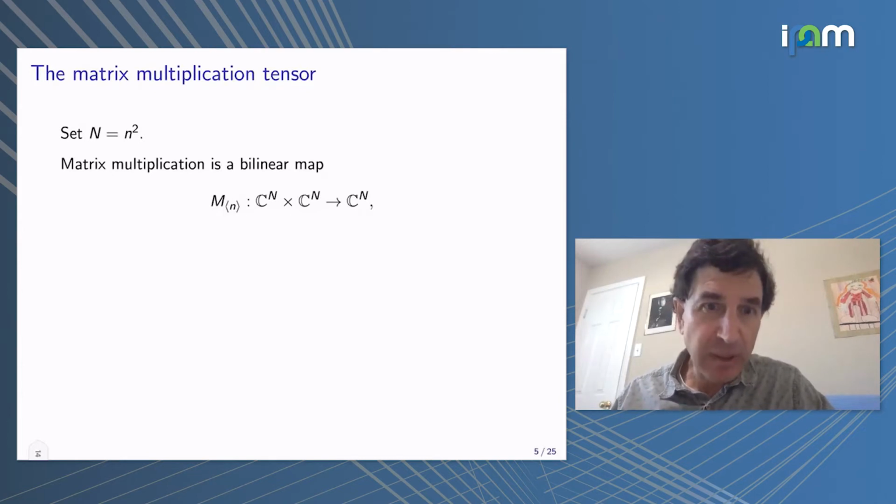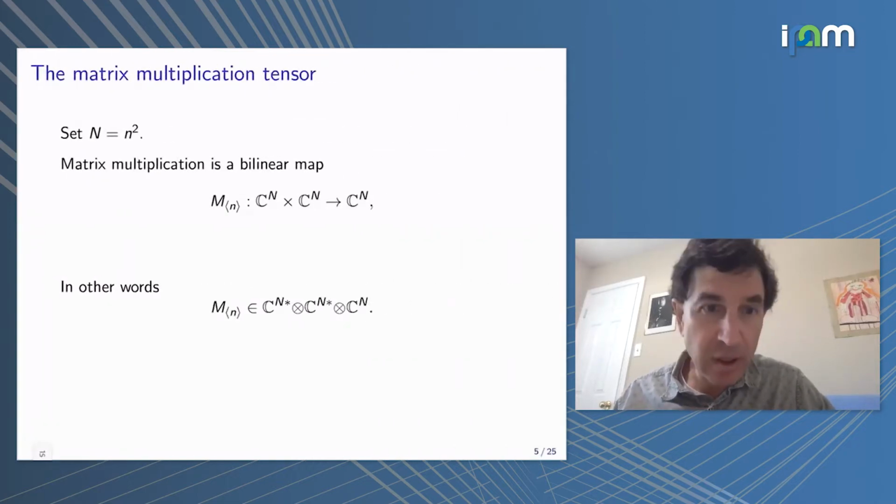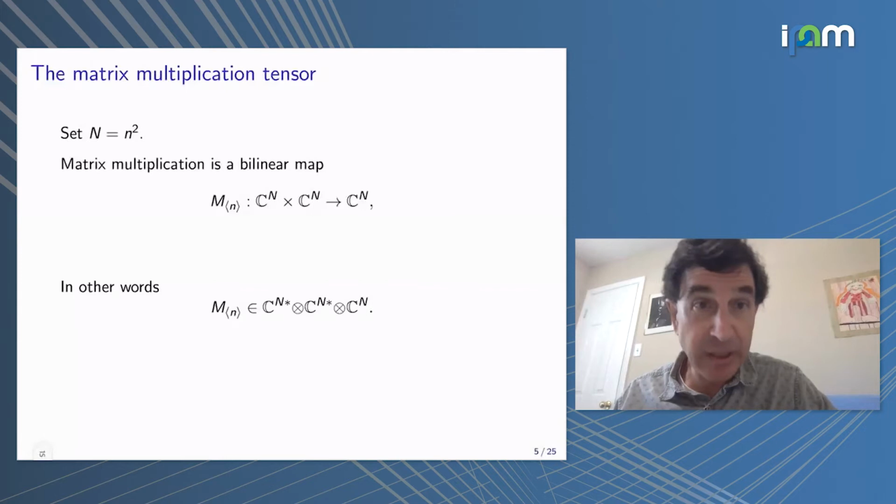And matrix multiplication is a bilinear map. You eat one matrix, you eat a second matrix, and then it spits out the product. In other words, matrix multiplication can be thought of as a tensor. We saw, like Heng explained to us, that tensors are bilinear maps from two vector spaces to a third, for example, order three tensors.